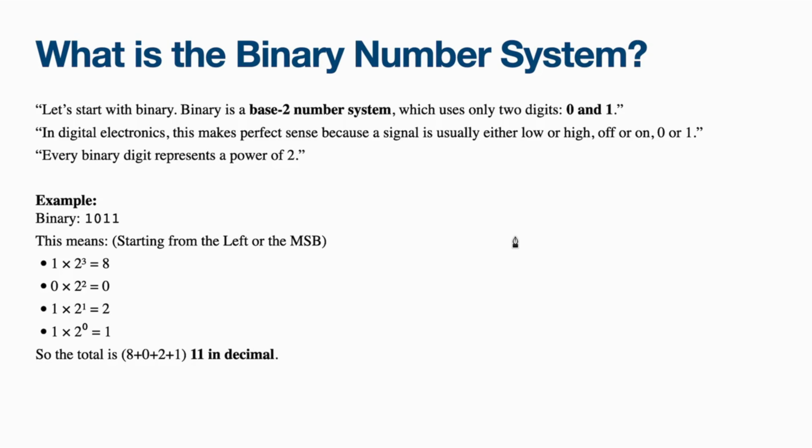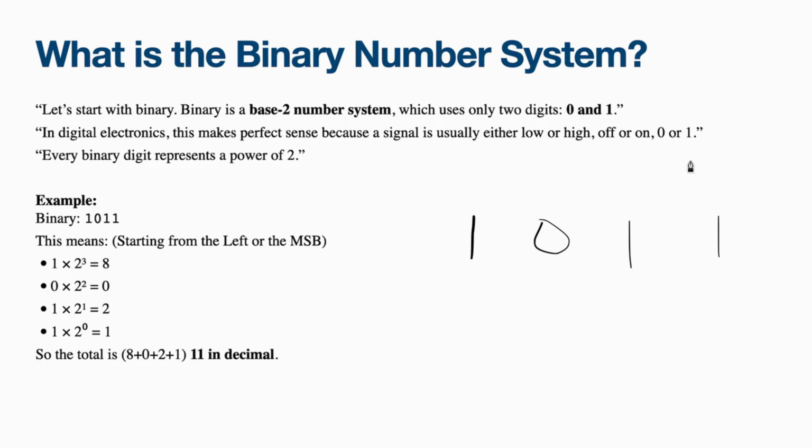Binary is a base 2 number system which uses only two digits, 0 and 1. In digital electronics, this makes perfect sense because the signal is usually either low or high, where we can map the lows as 0 and highs as 1. Every binary digit represents a power of 2. Now let's take an example of a binary number and try to convert it into a decimal number.